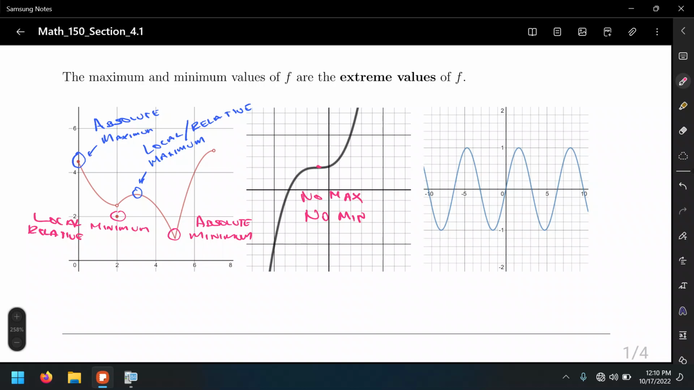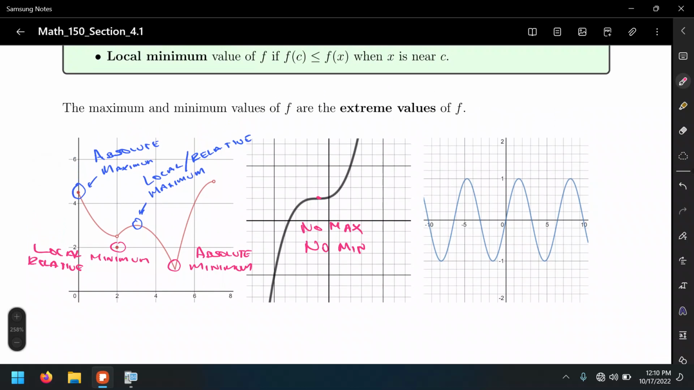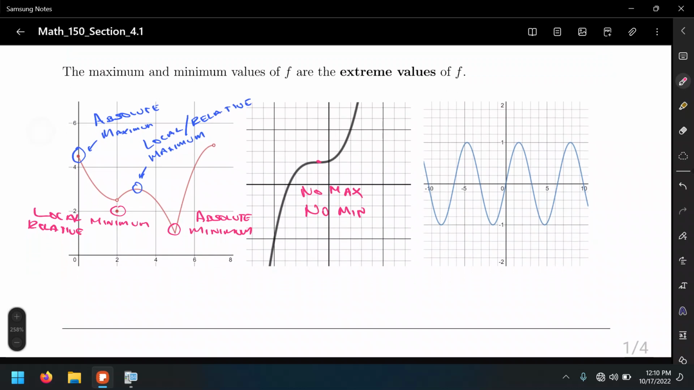That is, when the graph changes its orientation from concave down to concave up. But that's something that we're going to look at later in the chapter when it comes to the second derivative test. That's for concavity, and that's another very important property of functions.